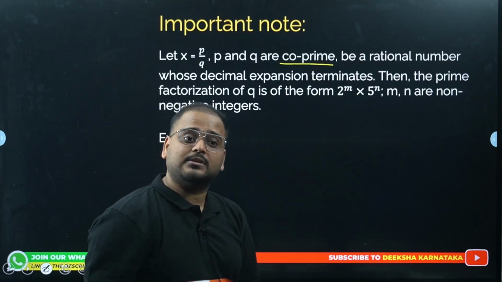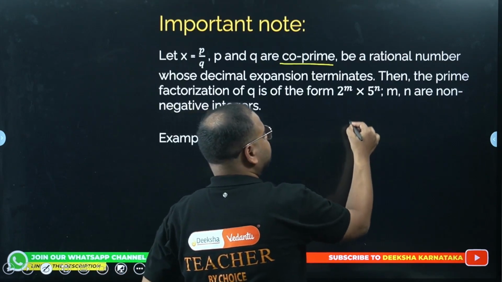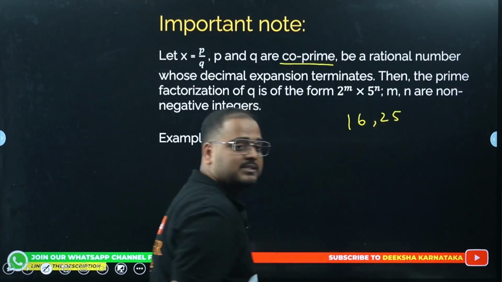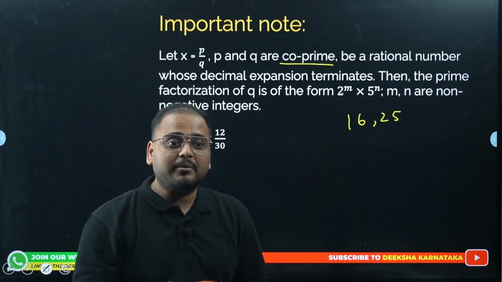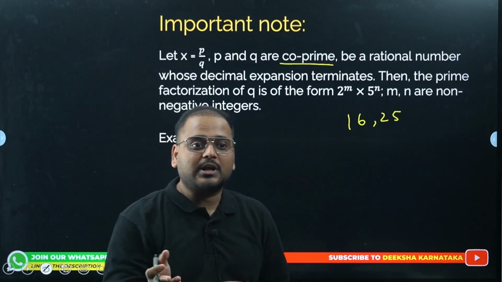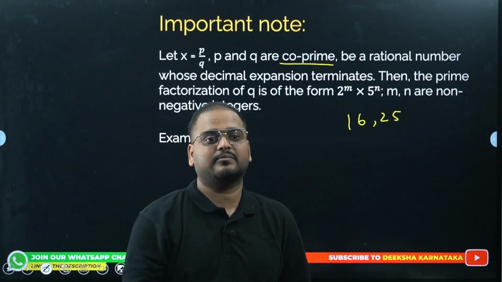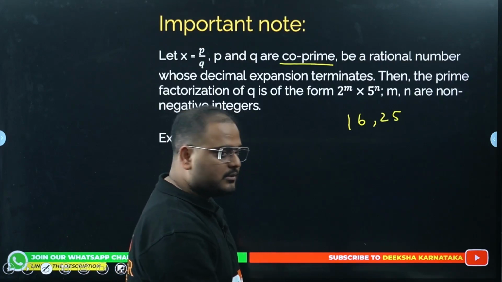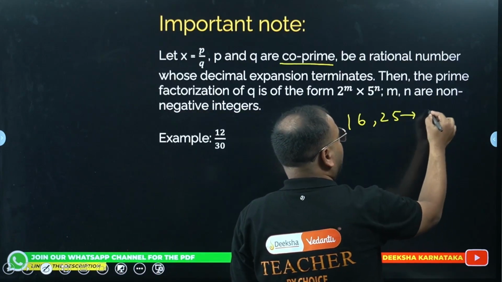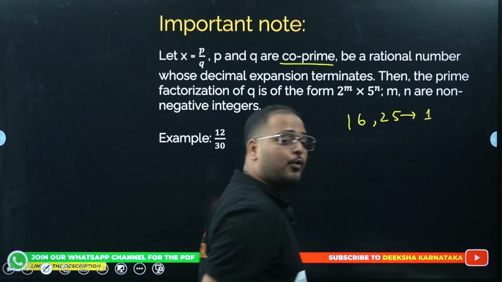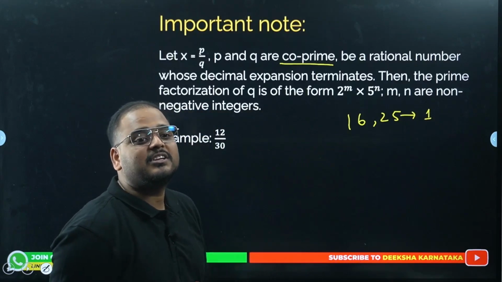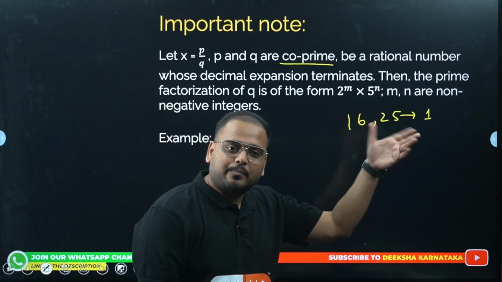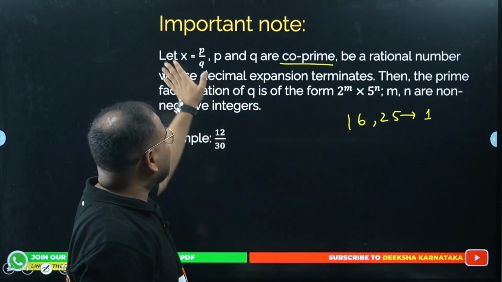Can we take some examples, sir? Yes, we can. Let's take 16 and 25. What is common between 16 and 25? 16 is 4 times 4. 25 is 5 times 5. Neither 4 is common nor 5 is common. What is common? 1. 1 is the only common factor between 16 and 25. So what do we call those numbers? Co-primes.